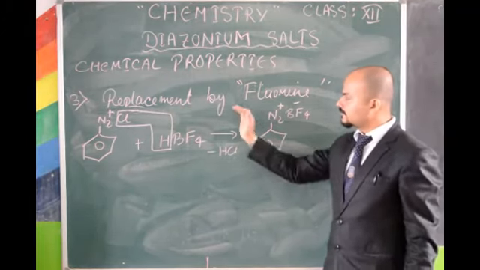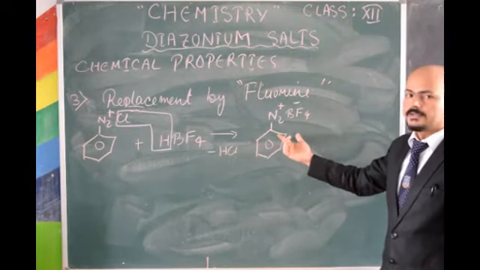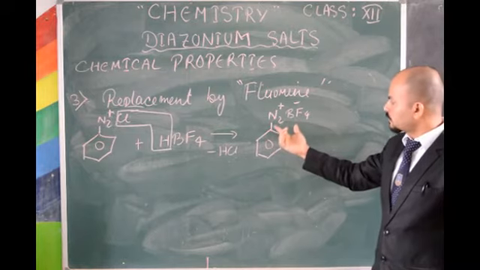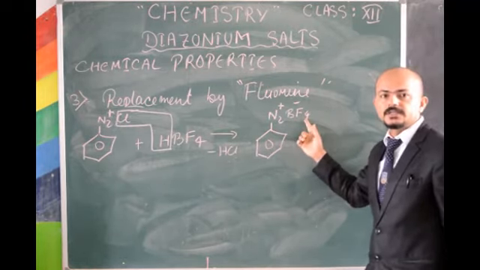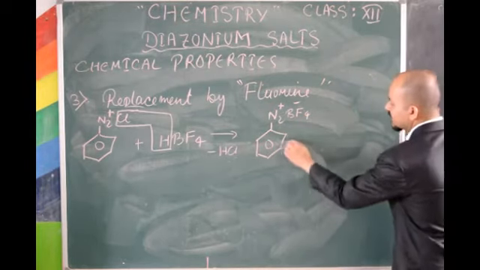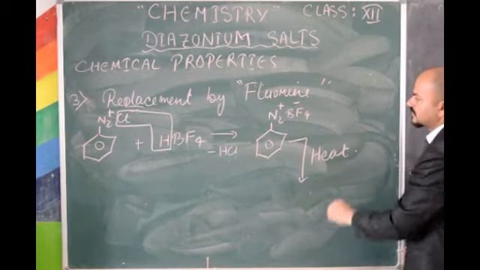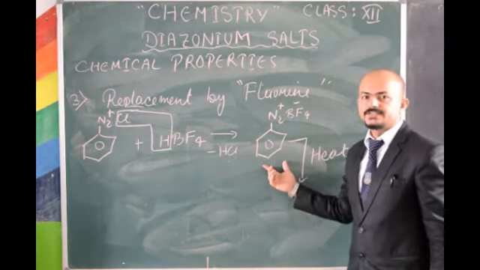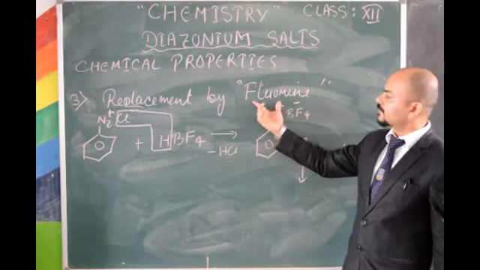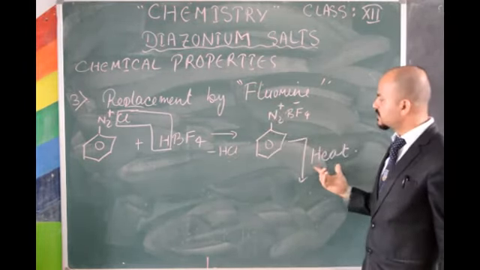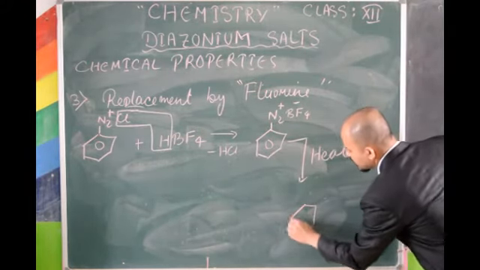Now, for nitro, what did you do? You further treated with sodium nitrite. But here, since we are replacing it with fluorine, and fluorine is already present over here, therefore, we just need to heat it. Please remember the difference here. You just need to heat it. Whenever you need replacement by fluorine group, you just need to heat this intermediate compound. Once you heat it, you get your desired product.